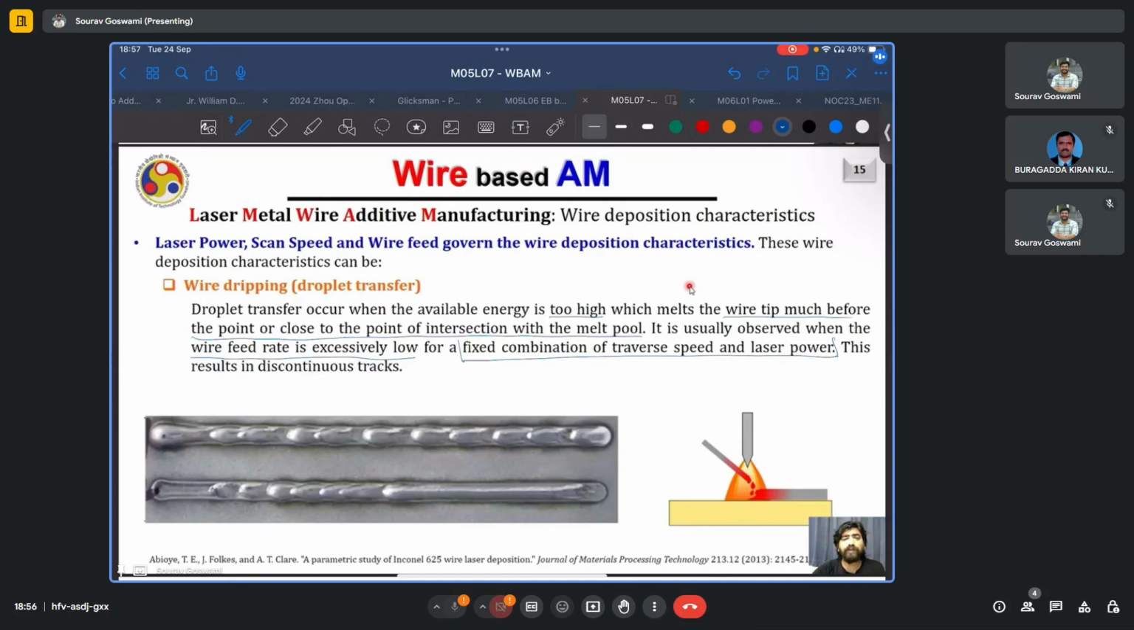The droplet transfer type mechanism may result in discontinuous tracks. Here, while the continuity is preserved, we see these surface artifacts, that is, in some regions the material has bulged. Then there is a region of low deposition or under deposition, and then it has bulged again. This is because the wire feed rate is too low and it is not able to keep up with the traverse speed of the deposition head.